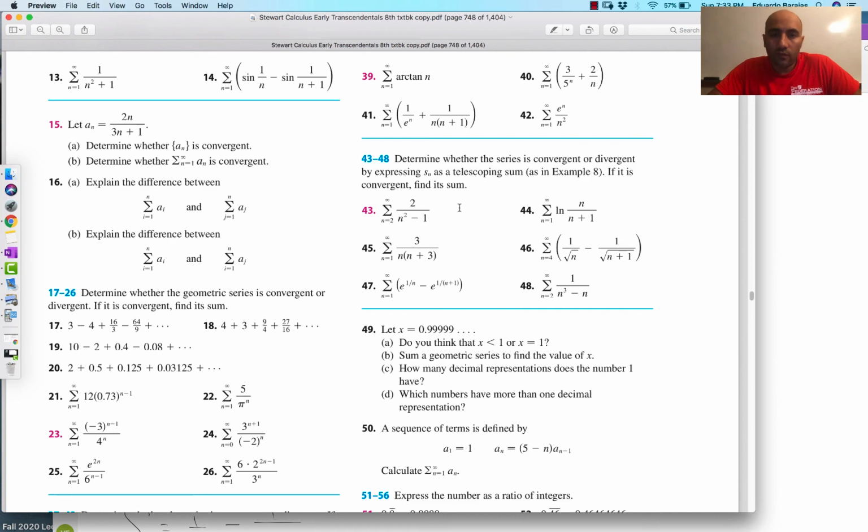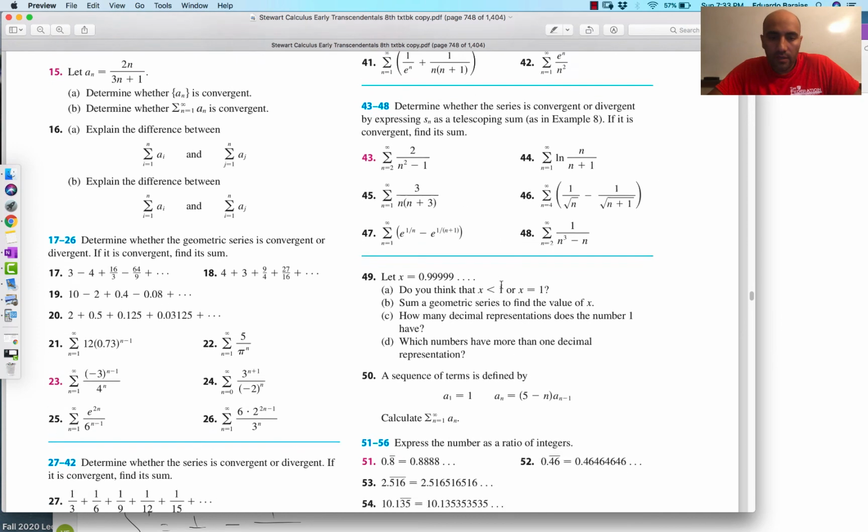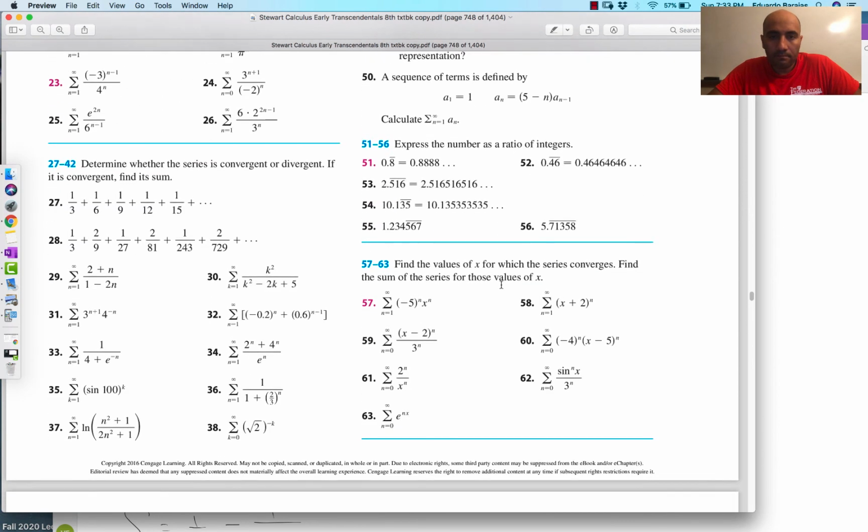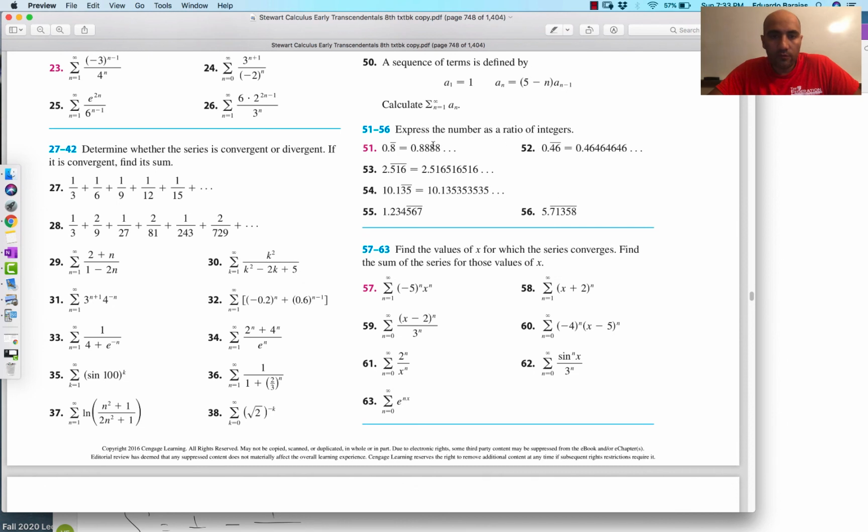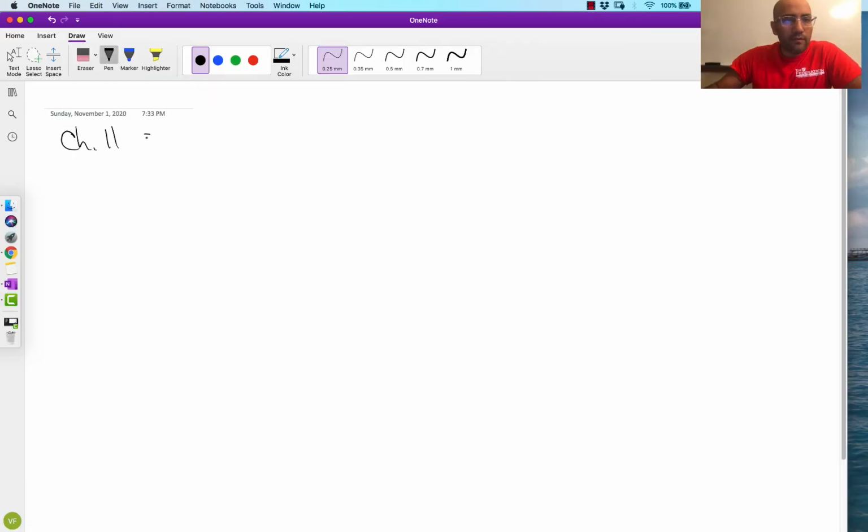Okay, that should give you an example to do something like that. How about these, 51 through 56? You get a homework problem there. I love these. How about number 54? Express the number as a ratio of integers. Okay, chapter 11, section 2, number 54.